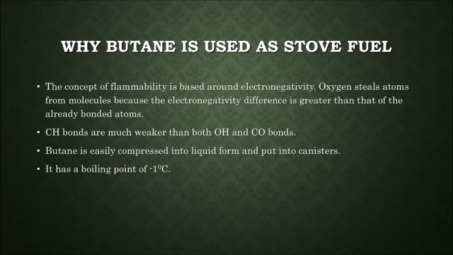The reason butane is so easily compressed into canisters is based around its boiling point, which is -1 degree Celsius. This means that it does not take much compression or removal of heat energy for it to become liquid form where it takes up less volume. It can then be put into canisters and shipped away ready for expulsion and use.